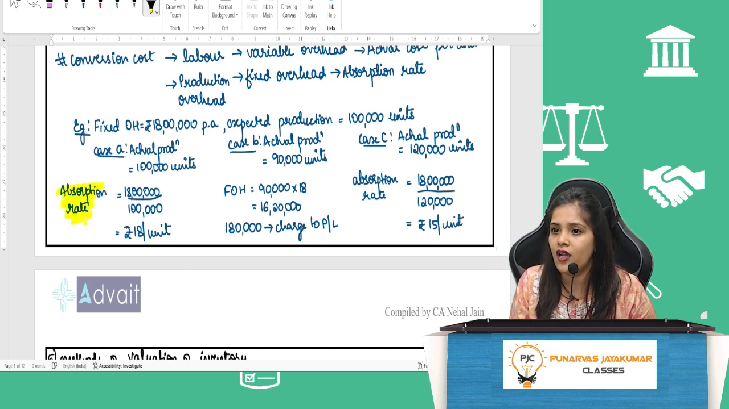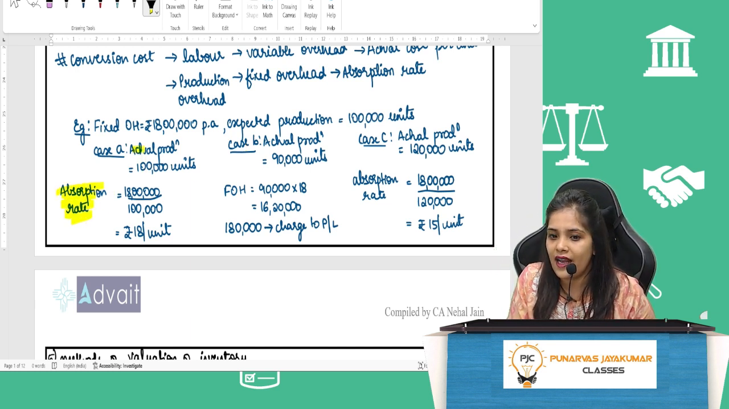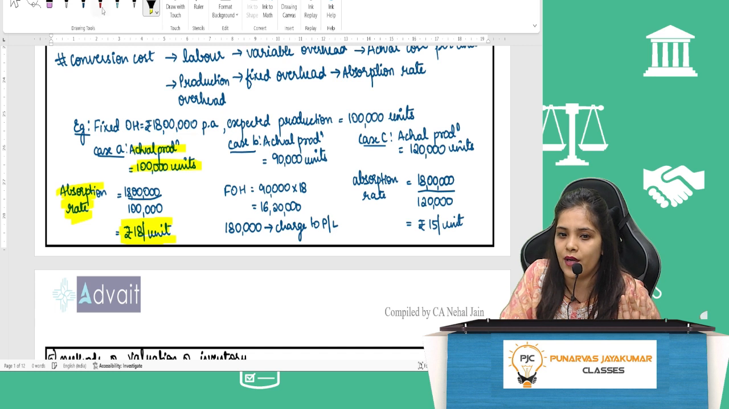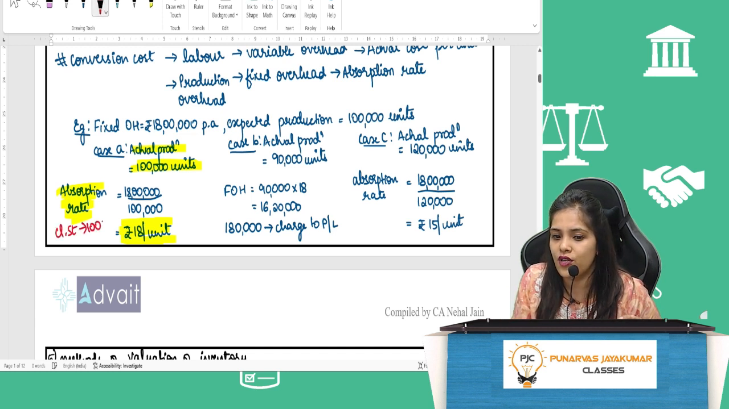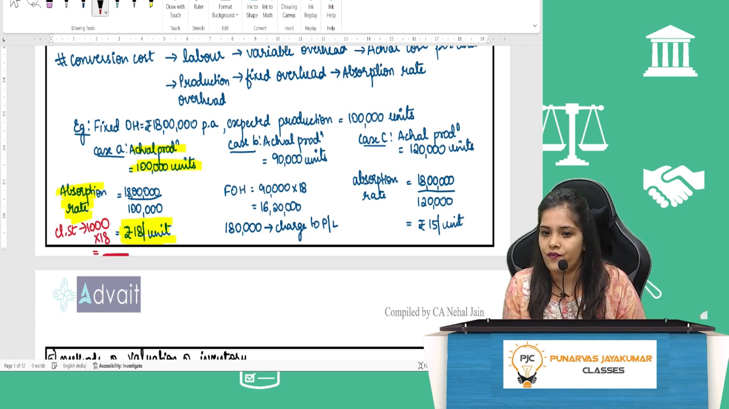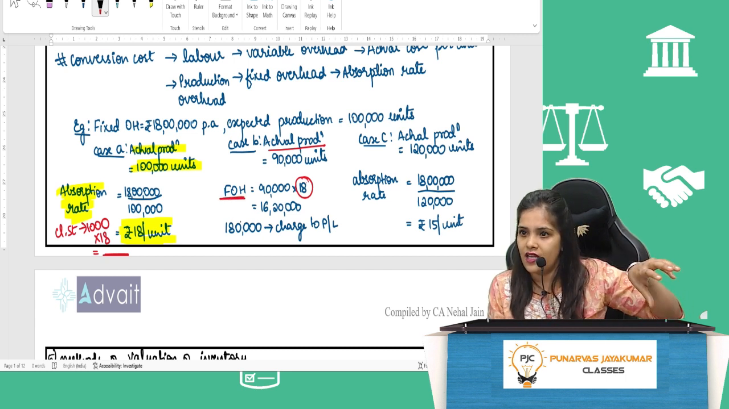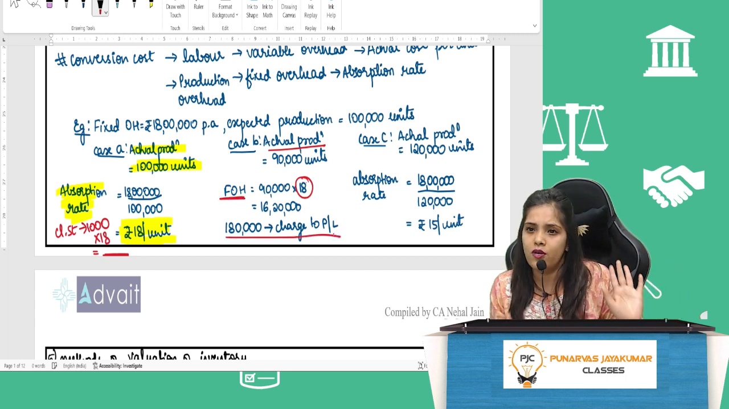You have to calculate your absorption rate. See, we anticipated 1 lakh units will be there. We also produced 1 lakh units. So per unit 18. Iska matlab, in the closing stock, if I have 1000 units left remaining, then you will multiply by 18. That will be your total fixed overhead. But if you are producing lesser, then that much amount you will charge to inventory. Difference should go to P&L.